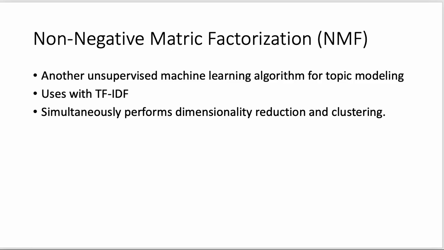So the next technique is called NMF, non-negative matrix factorization. Remember we talked about dimensionality reduction. Dimension reduction is the transformation of data from high dimensional space into low dimensional space, which retains some meaningful properties of the original data, ideally close to its intrinsic dimension. So in simple words, dimensionality reduction refers to how we reduce the number of input variables in the data set.